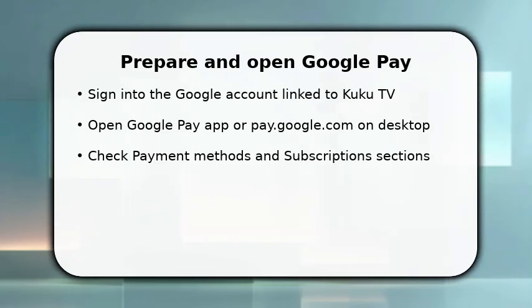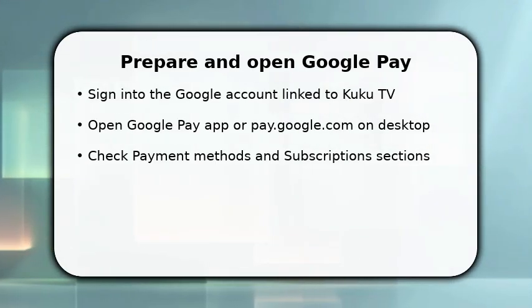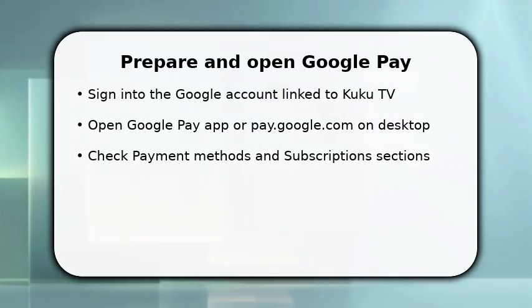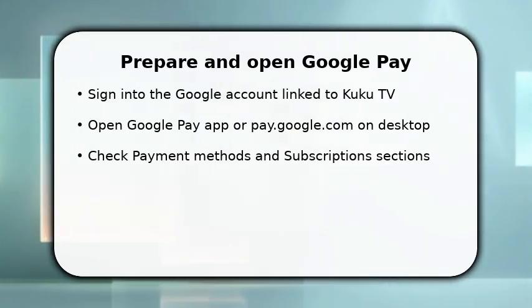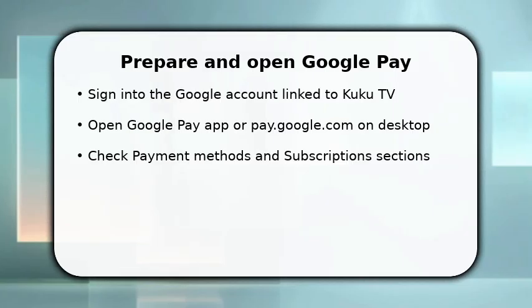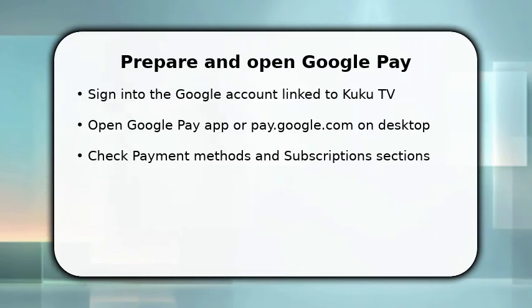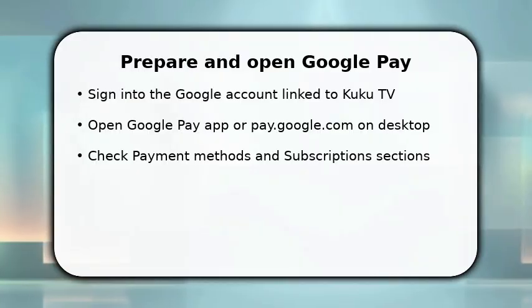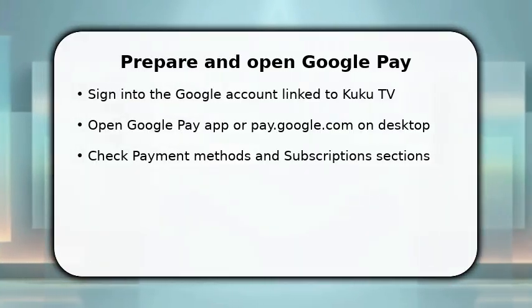Enjoy the video. You start by signing into the exact Google account used to subscribe. This ensures you see the recurring charge. Once signed in, open Google Pay on your phone or go to pay.google.com on desktop because the subscription management lives there. Make sure to tap or click Subscriptions and Services to load active subscriptions. You may need to expand menus or refresh the page. This first step locates the Kuku TV entry so you can take action immediately.